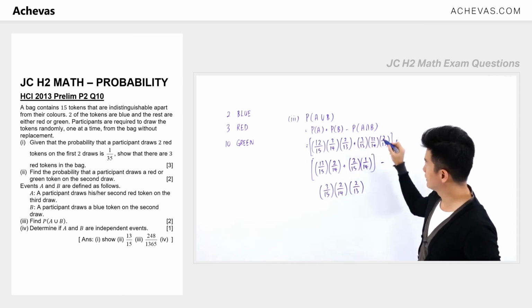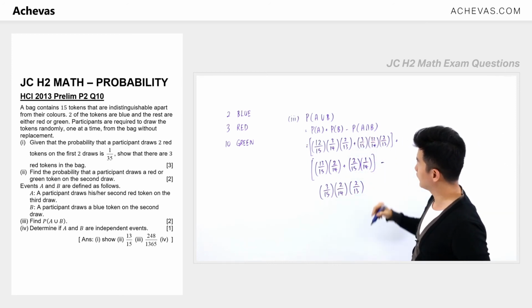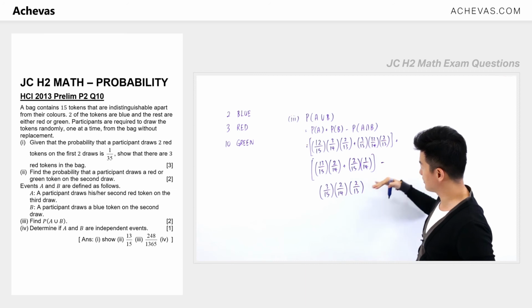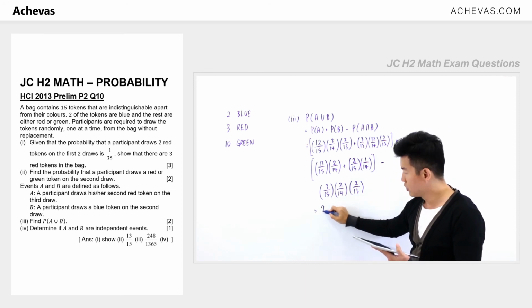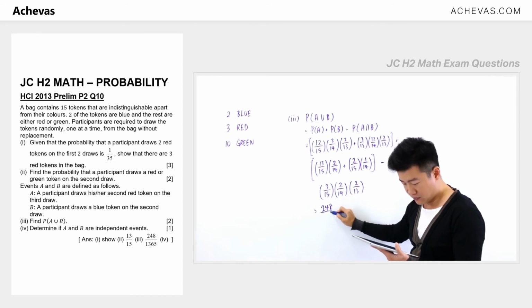So this is going to be the probability of A intersect B. So this plus this minus away this. My final answer is going to be equal to 248 divided by 1365.